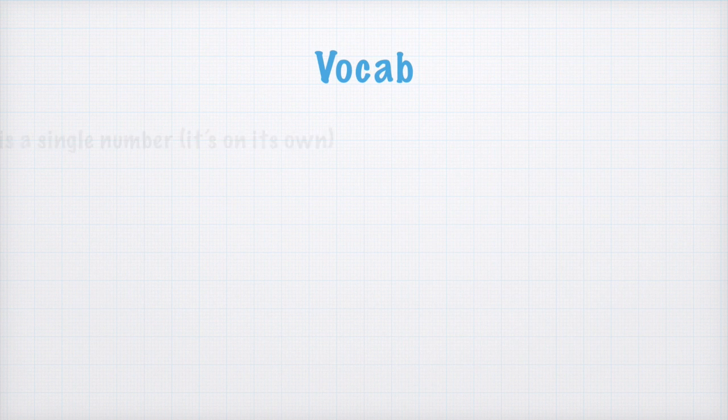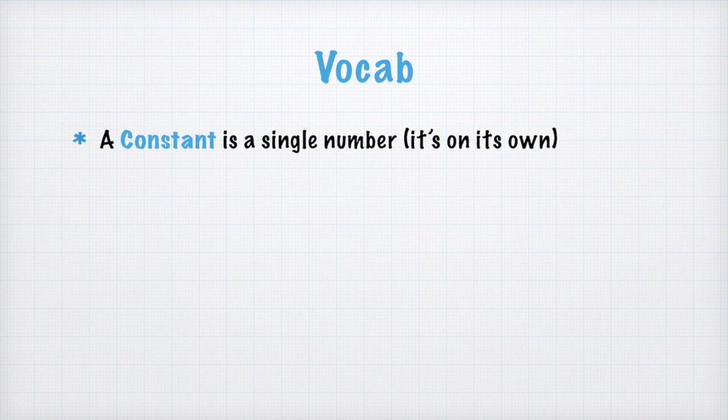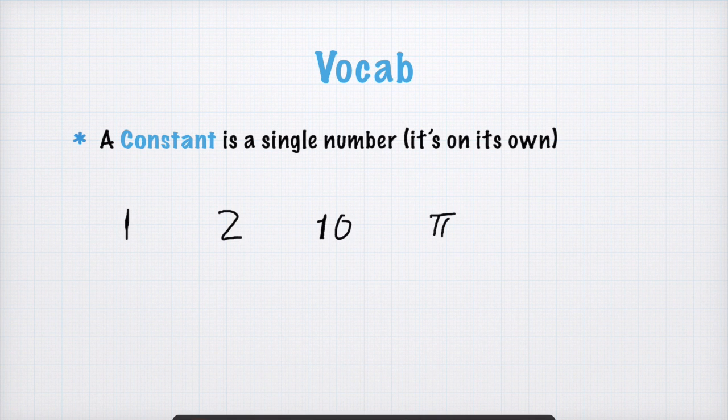So jumping into the vocab, we're going to go over a constant. Now a constant is a number all on its own. Some common constants that you might have already been exposed to are the constants 1, 2, 10. Let's throw some weird ones in here. Pi is a constant as well. 2020 is a constant. All of these things are single numbers, even though they might have more than one digit, and they're all alone.